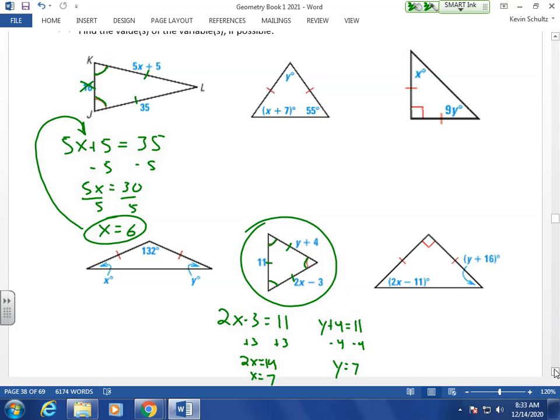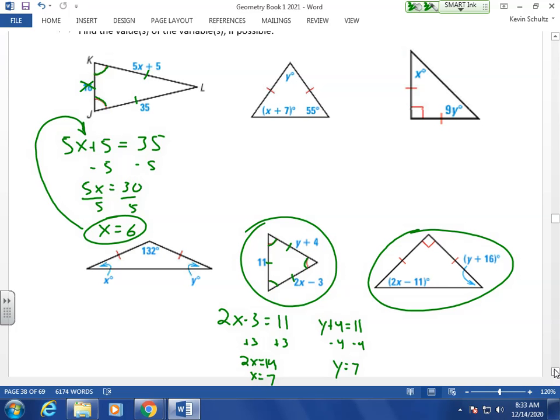Okay. The other one to talk about, let's look at the last one, can't we here? Okay. 2x minus 11 is one base angle. Y plus 16 is the other one. My third angle is a 90-degree angle, so I do have a right triangle here, a right isosceles triangle. I'm looking to solve for those angles.